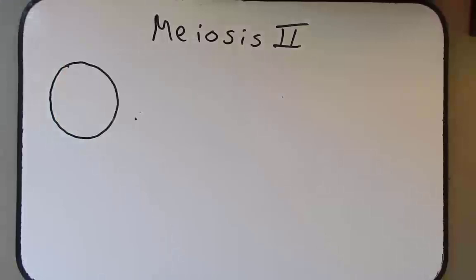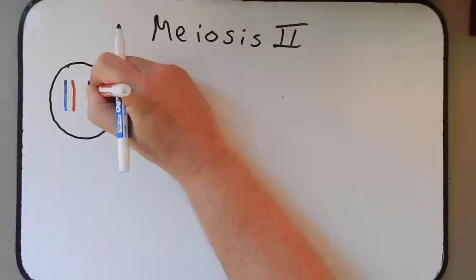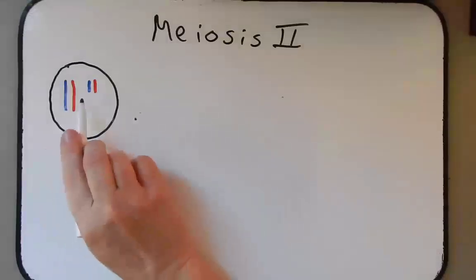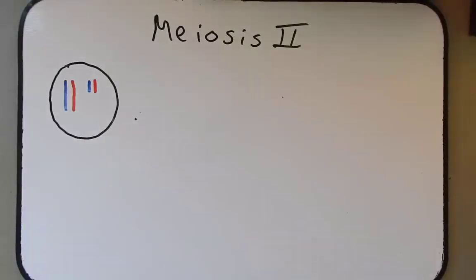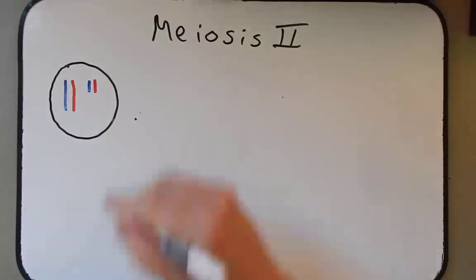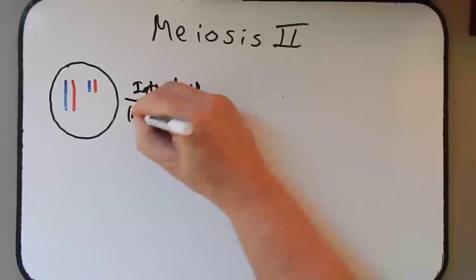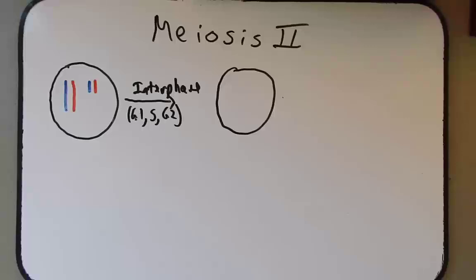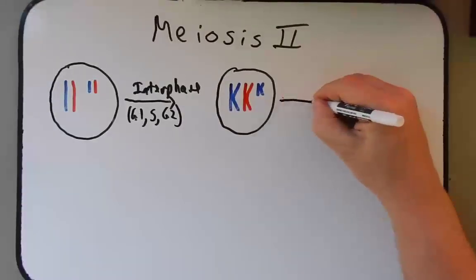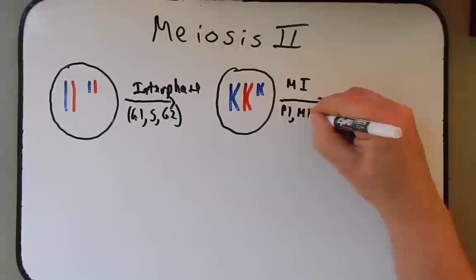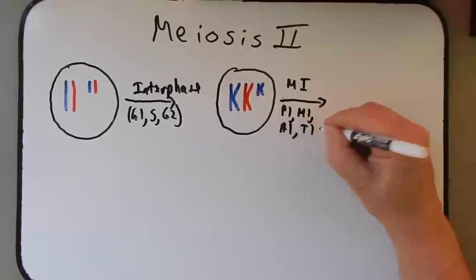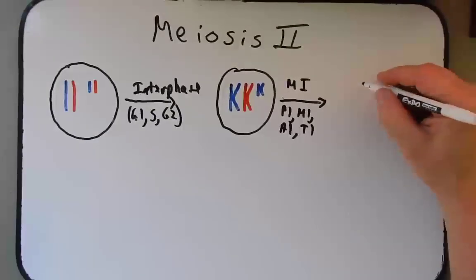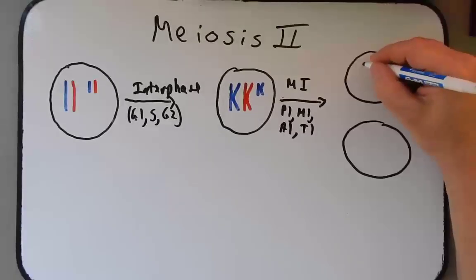Remember, we had initially two sets of chromosomes. We had one homolog here and one homolog here. It then went through interphase, which was G1, S phase, and G2, and we generated this cell that then entered Meiosis I. The cell then went through Meiosis I: prophase 1, metaphase 1, anaphase 1, and telophase 1. And at the end of that, we generated two cells that looked like this.